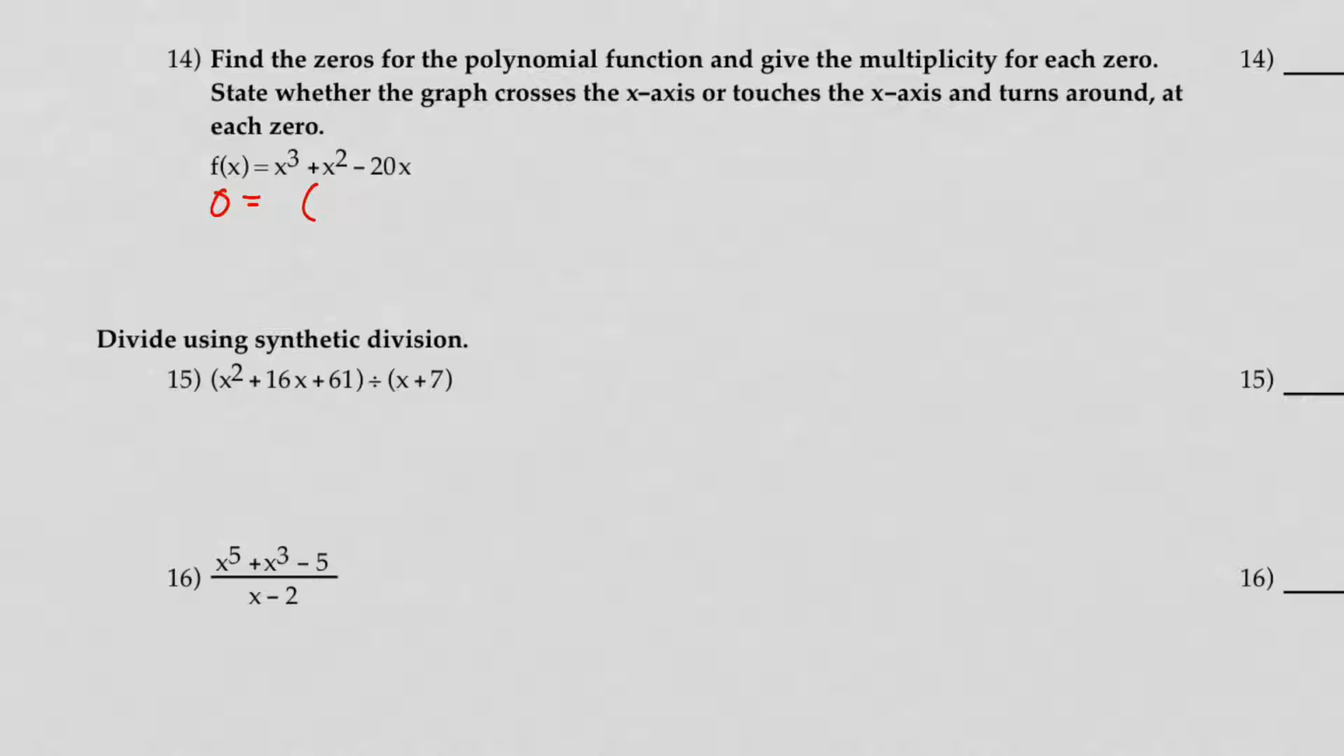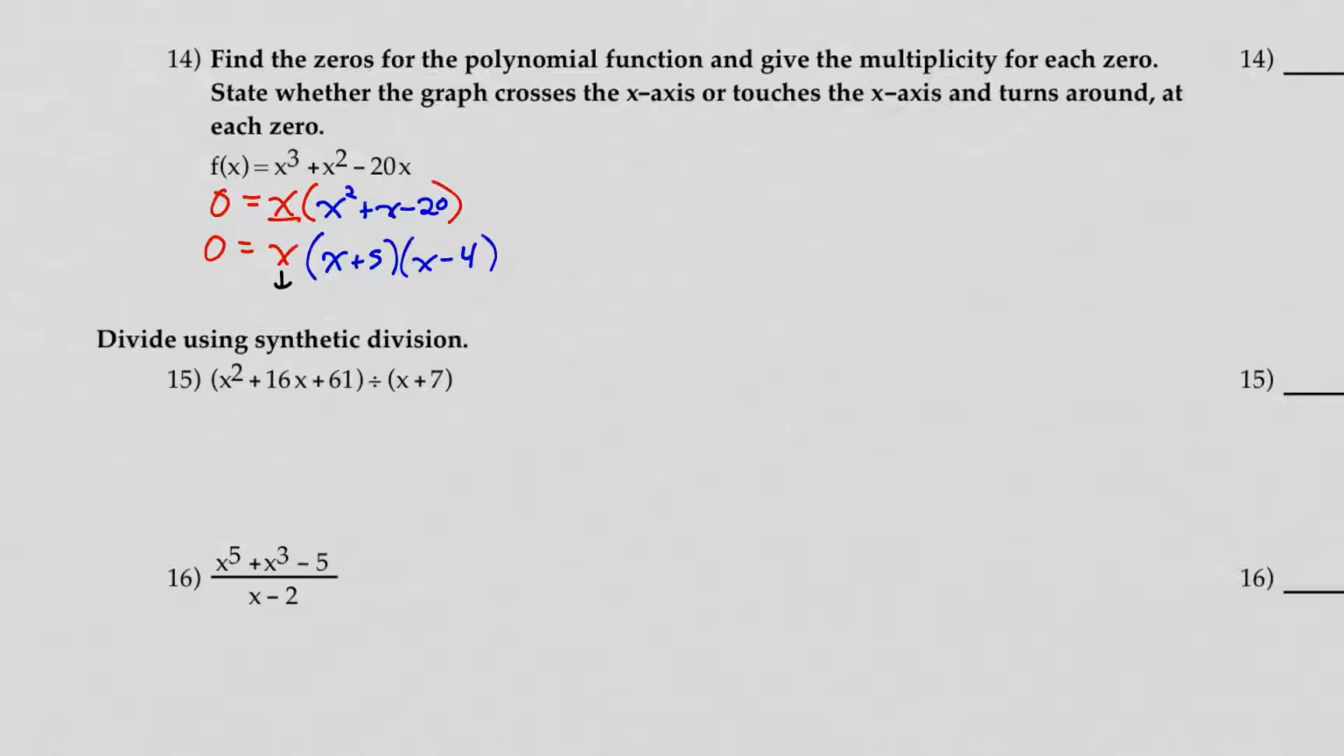So we can do a GCF, and that GCF is going to be x. And what's left over is x squared plus x minus 20. And this is the part that can be factored. So factors of negative 20 that add up to 1, or subtract to 1 actually. So we're going to do positive 5 minus 4. So positive 5 times negative 4 is negative 20. 5 minus 4 is 1, so we are good.